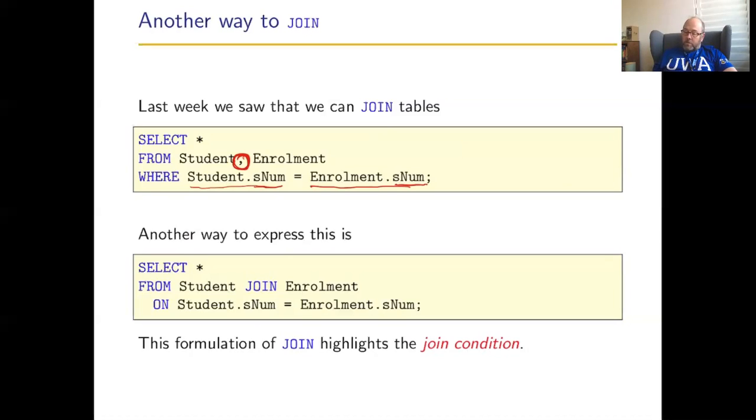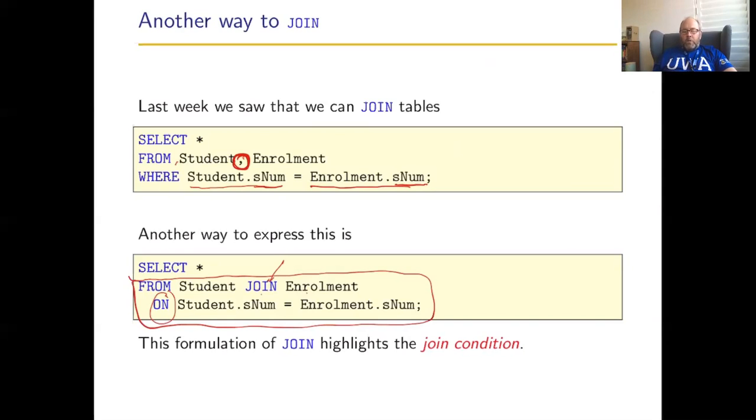Now I want to rewrite this in another way. Instead of using a from and a where, I'm going to use this construction: from student join enrollment. Join is a keyword, and that means we're about to do a join, and I'm going to tell you how to join the two tables together. The join is going to be done on the condition student.snum equals enrollment.snum.